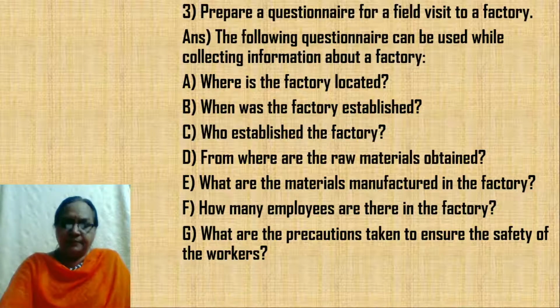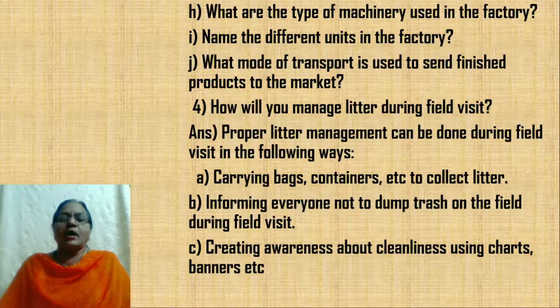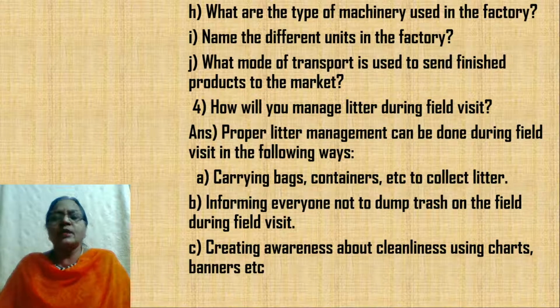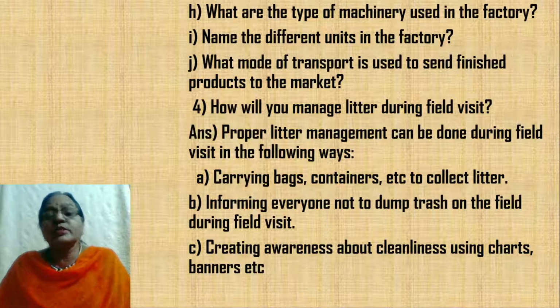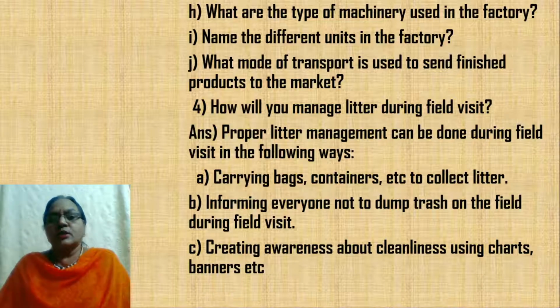Okay, then next is, what are the type of machinery used in the factory, and name the different units in the factory. Okay, then what is the type of machinery used? Okay, then next is different units in the factory. So what are the different units here in the factory? Okay, so you have, in case you are talking about textiles, then you have manufacturing center, dyeing sector, spinning. Okay, see, these are the different units in the factory.